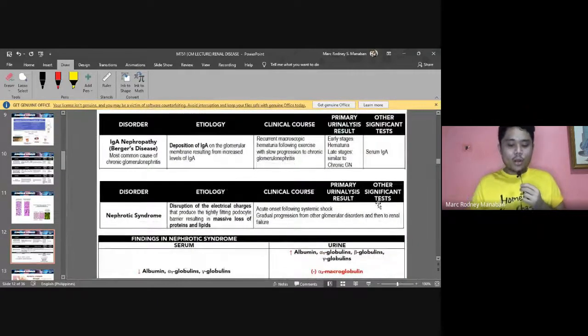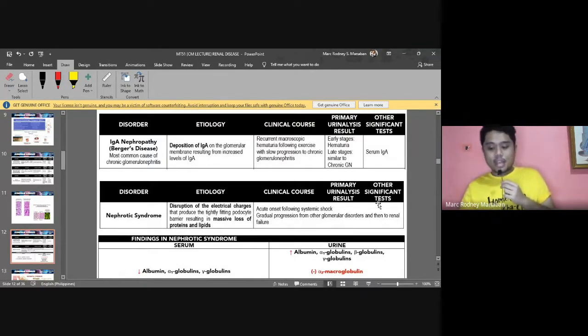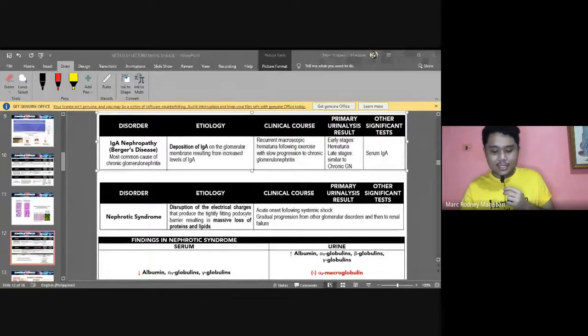Okay, so IgA nephropathy, also known as the Berger's disease. So there's deposition of IgA on the glomerular membrane because of increased levels of IgA. All right. For clinical course, hematuria following exercise. All right. And slow progression to CGN or chronic glomerulonephritis. Again, this is considered to be the most common cause of your chronic GN or chronic glomerulonephritis.